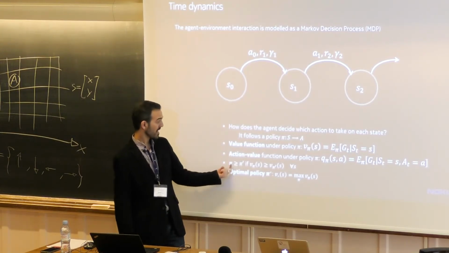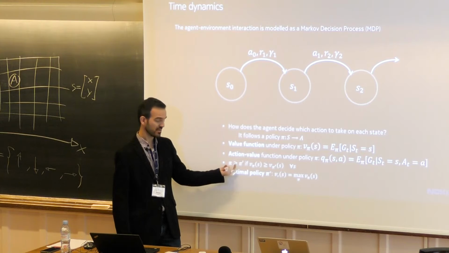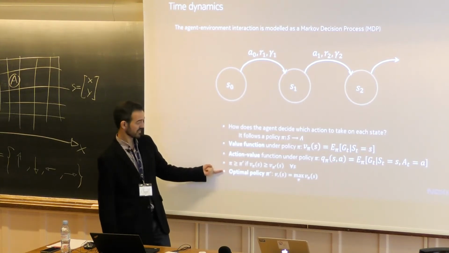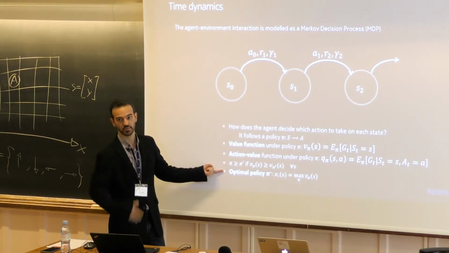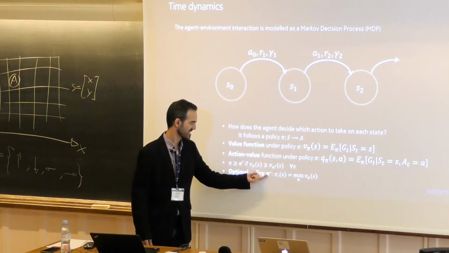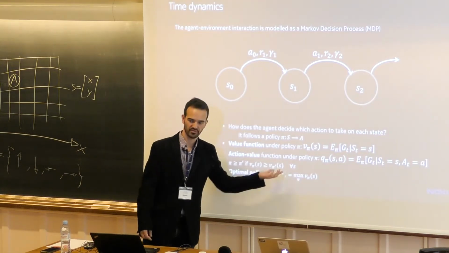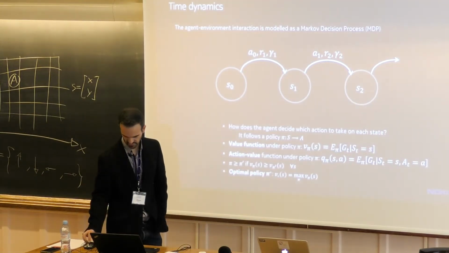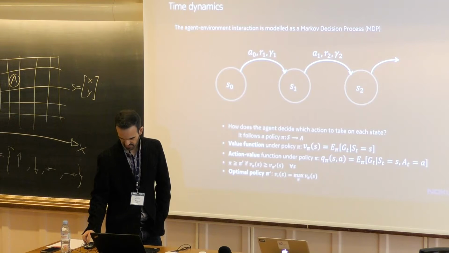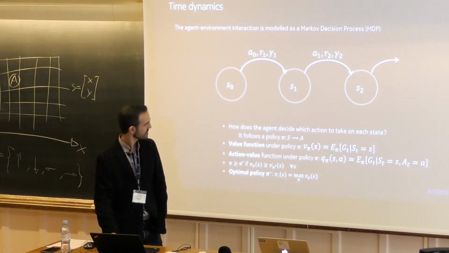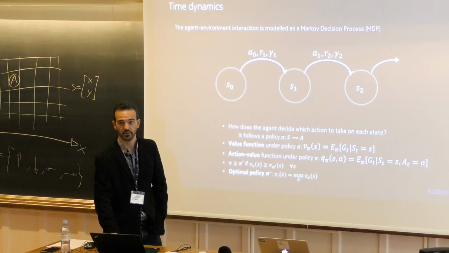And since we can now compare policies, we know that there has to be an optimal policy. And by optimal policy, we mean the policy that has the highest value over all of the states. Okay, so I think these definitions are known to everybody at this stage. No questions so far, right?